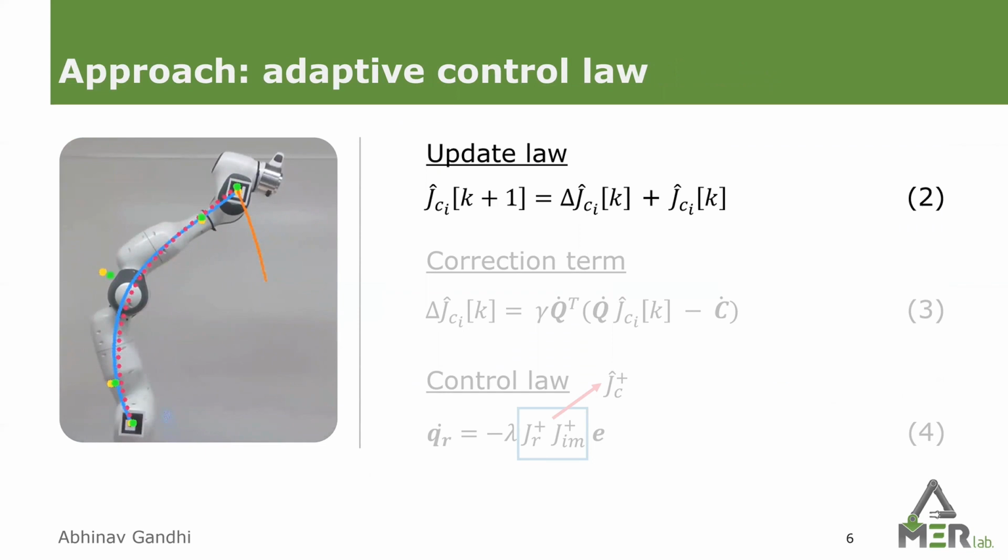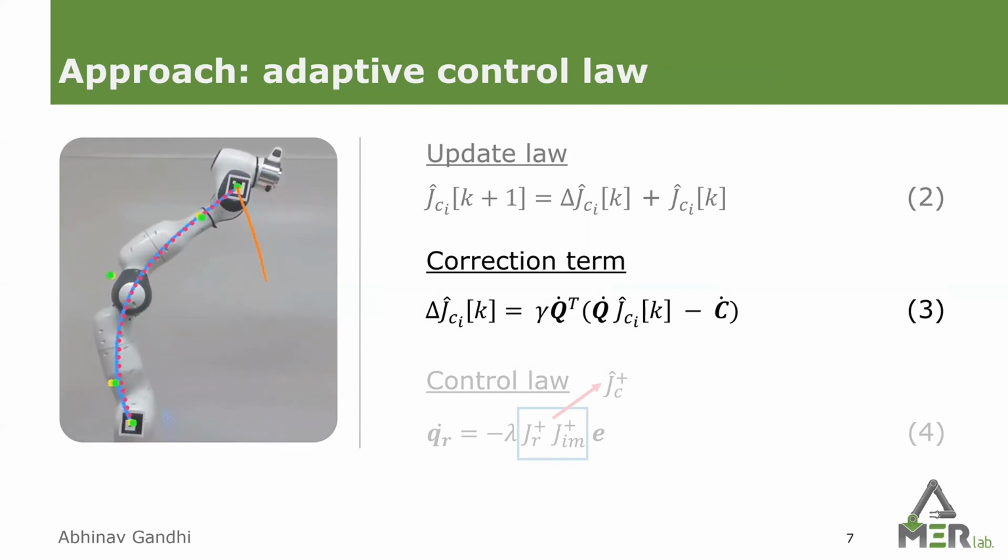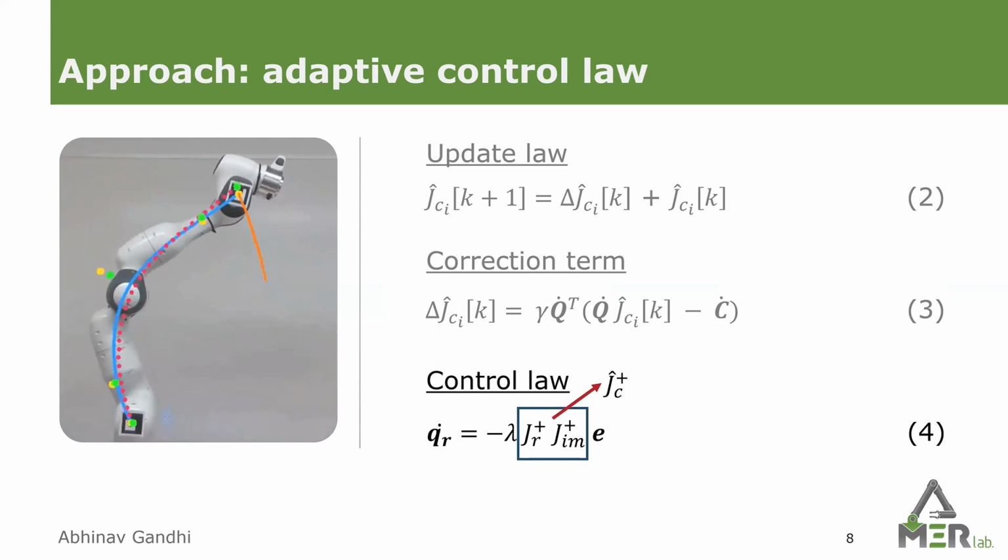We use an adaptive update law to estimate and update online a combined image-hand Jacobian, J_C hat, for the system, as shown in equation 2. Updates are performed by computing a model error which determines the difference between the current configuration and the expected configuration, and projects it as a corrective term, as shown in equation 3. A proportional image-based control law is used to derive the desired joint velocities for the robot using the estimated combined Jacobian, as shown in equation 4.